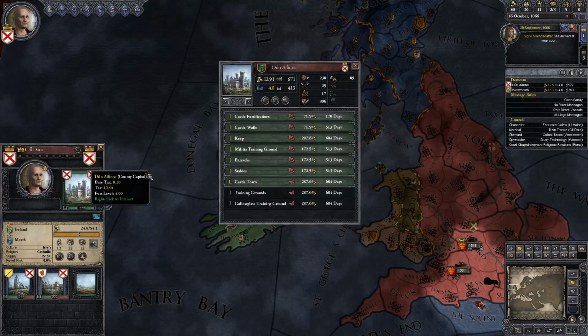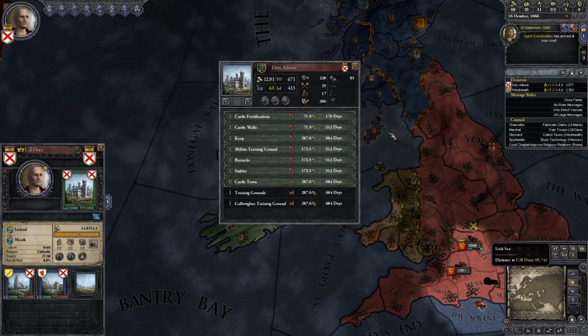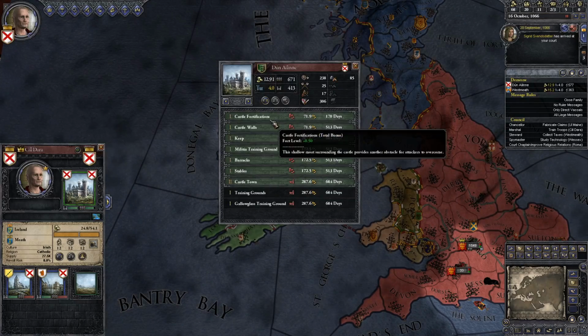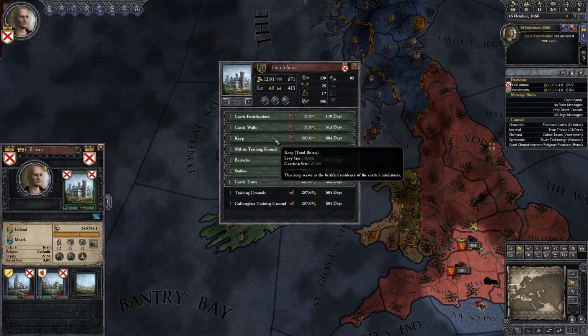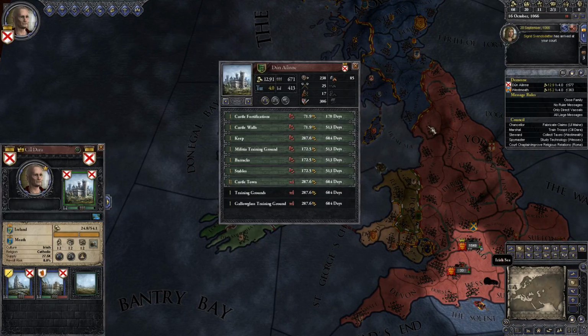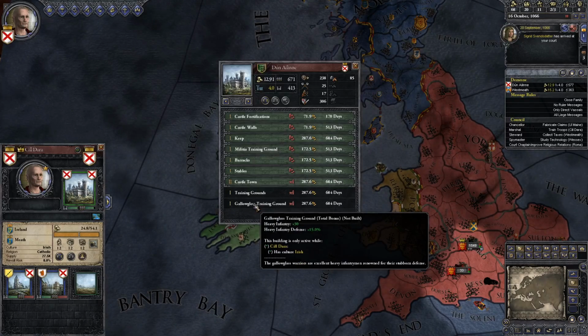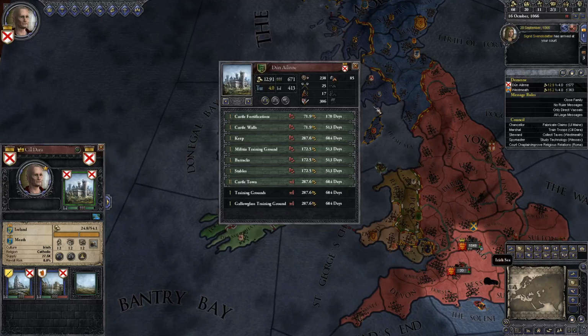Can we afford any buildings? We not remotely can. Buildings improve domains and either improve forts or add more levies and things of that nature. Every culture has a unique building. We have Galloglass training grounds, which are pretty sweet.